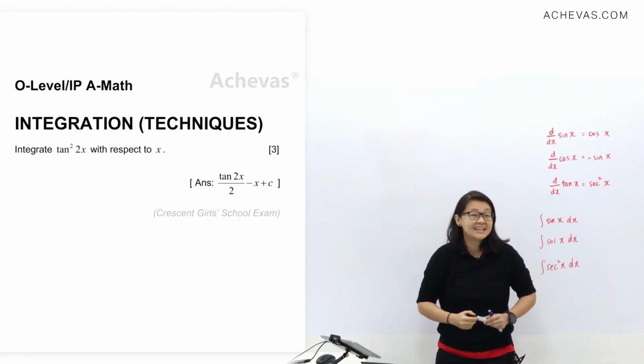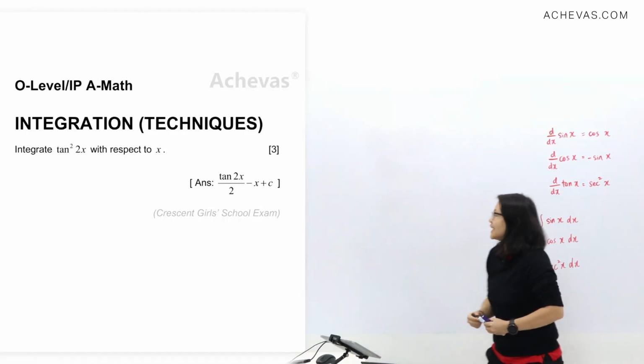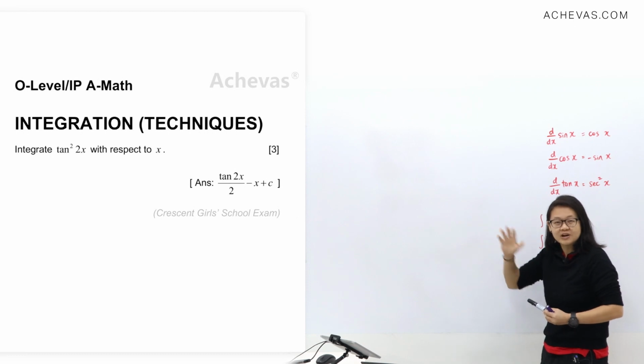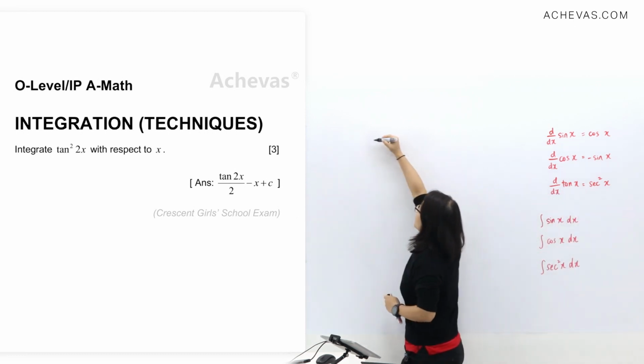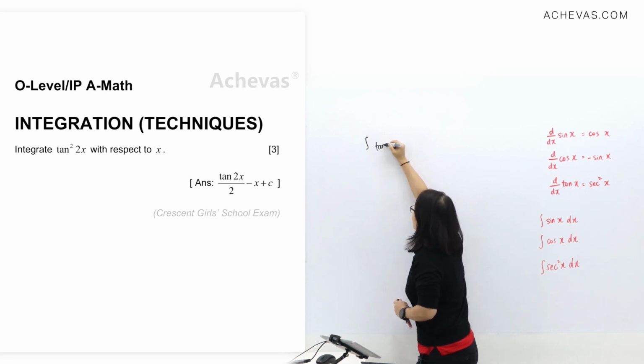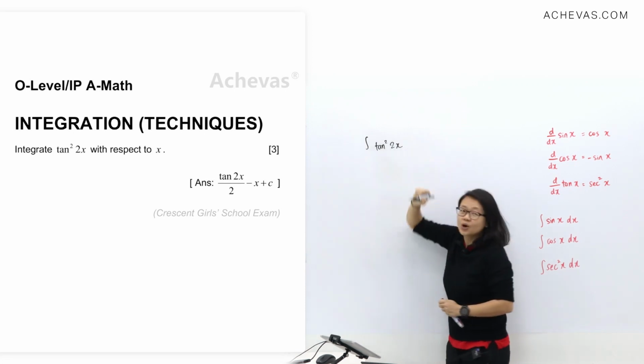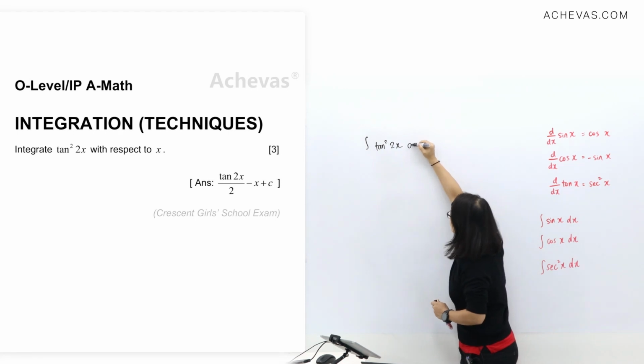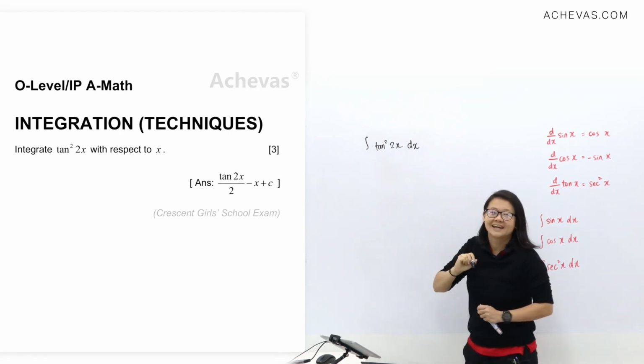Now let's take a look at an integration question here. Integrate tangent square 2x with respect to x. Let me write down. How do we denote integration? We have this sign over here, and we have tangent square 2x with respect to x. We're going to do dx.